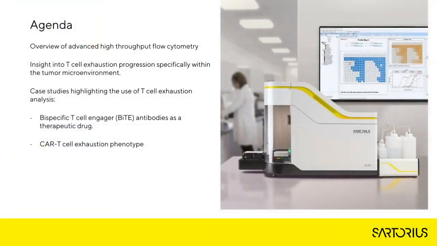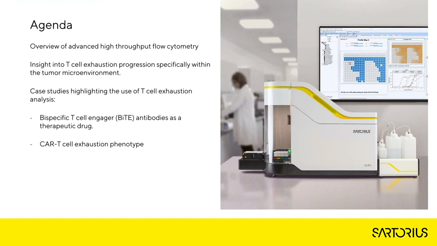On the agenda is a brief overview of the Advanced High Throughput Flow Cytometer, the IQ platform, which was used to create the data seen in this webinar. I will then give an insight into how T cell exhaustion occurs and how this progresses, specifically with regard to an oncology setting, and how the tumour microenvironment plays a role here. Finally, I will cover two case studies. The first looking at BiTE antibodies and their effect on T cell exhaustion compared to a more rudimentary activation method. And the second will cover how the T cell exhaustion kit provided by SARTORIUS can allow us to identify CAR T cell activation.